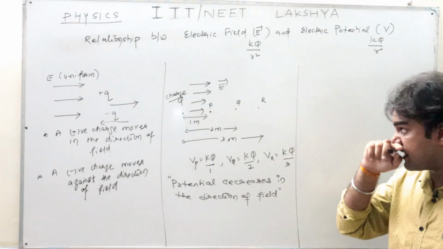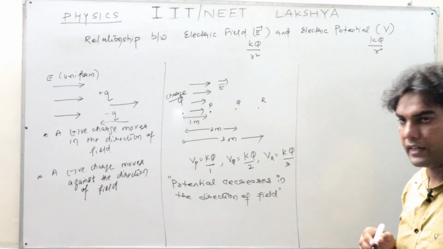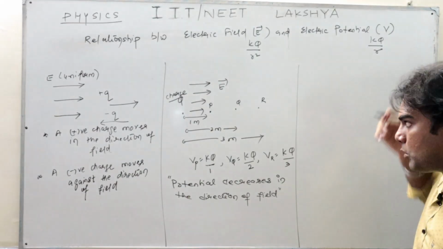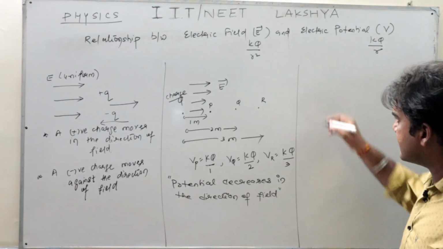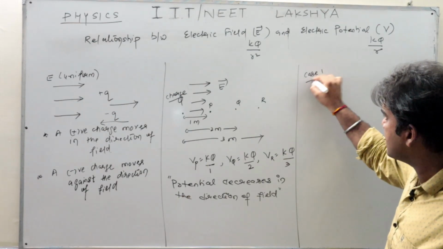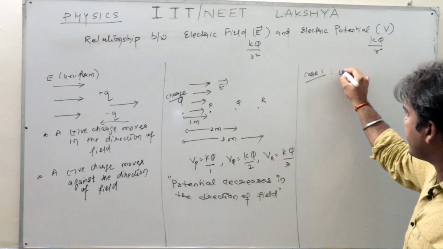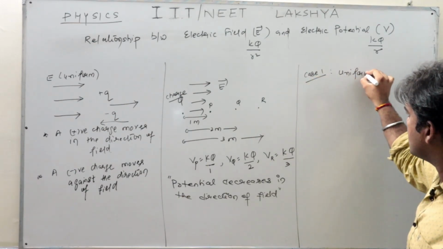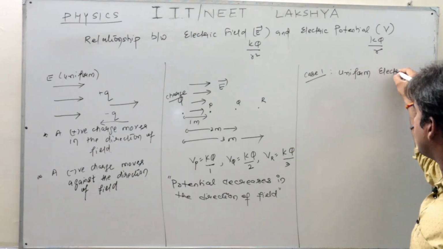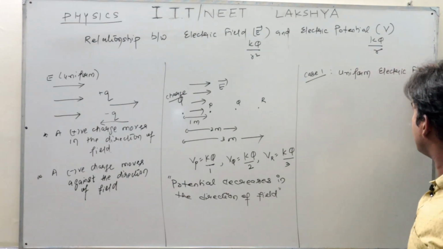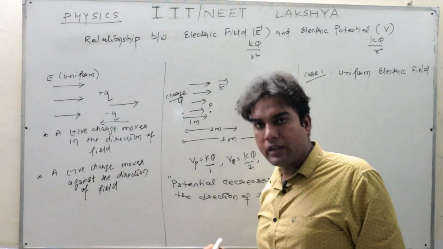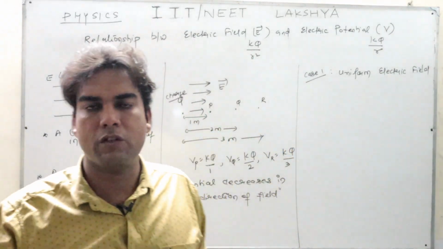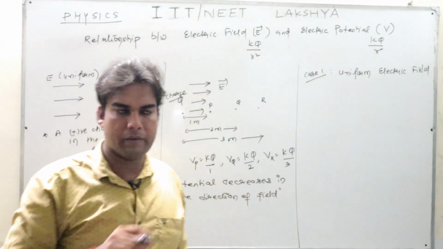Now let us find the relationship between E and V. So let me do one thing. Let me take cases. Case 1. I am taking uniform electric field. What am I doing? Basically I am establishing the relationship between electric field and electric potential.